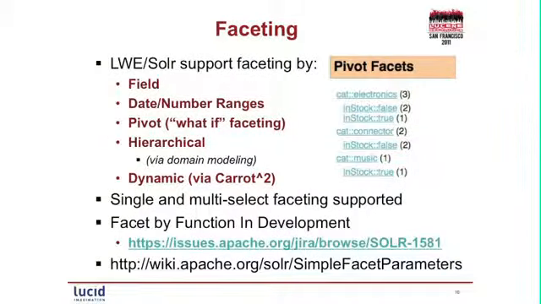A new one is pivot faceting, or as I sometimes like to call it, what-if faceting. I'm going to pop over to the example, where you can see an example of pivot faceting. It's the category electronics, and it shows how many facets are in the category electronics, and then if the user were to choose the category of electronics, how many of the items are in stock or how many are not. So you can start to see how you can build up these pivots or decision trees, however you want to call it.